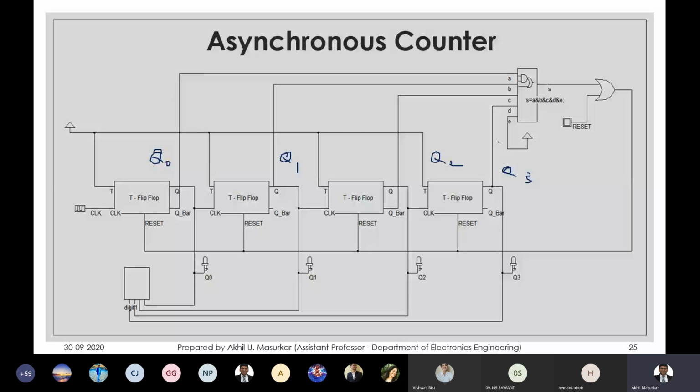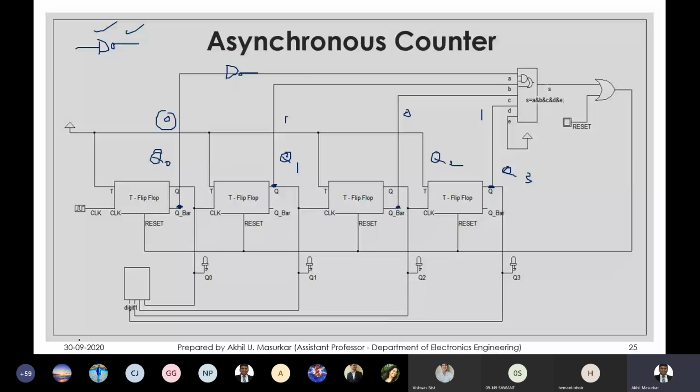So when Q3 Q2 Q1 Q0 is 1, 0, 1, 0, my flip-flop should reset. Now I told you that you can use a NOT gate, but a NOT gate only negates. So instead of using an inverter, instead of connecting it to Q, here I have connected it to Q bar, here I have connected it to Q, here again I have connected it to Q bar, and here I have connected it to Q. So if I would connect it to Q, then I have to use one NOT gate.